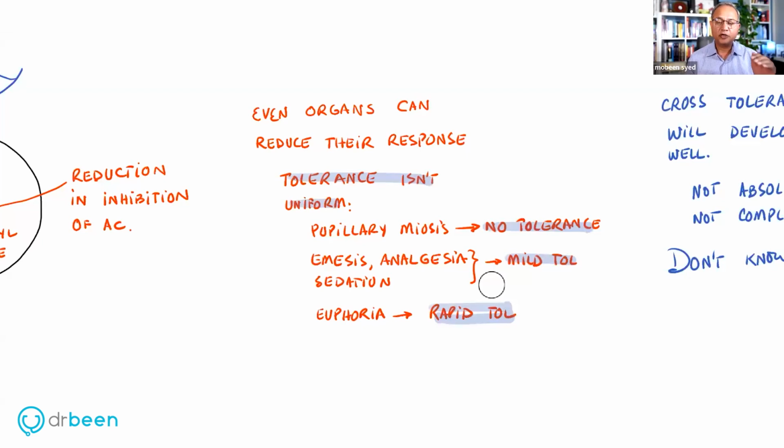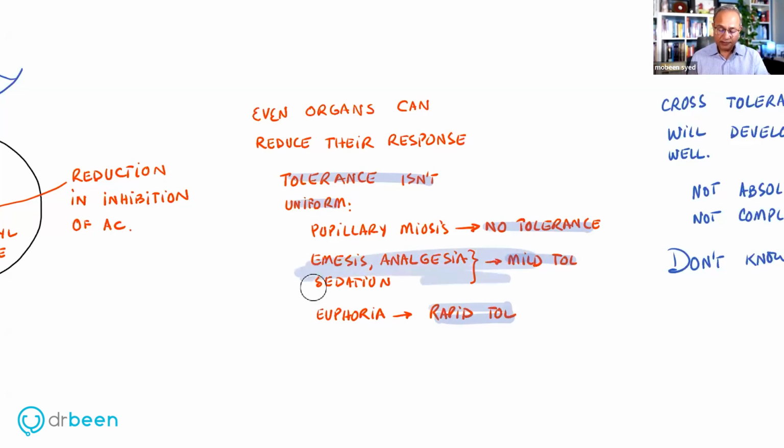That means the emesis would reduce over time as opioid is used. The sedation produced by opioids will reduce as the same dosage is used. To produce the same level of sedation, more dosage will be needed. This is tolerance we're talking about. Analgesia, the pain killing or pain gating, will reduce with the same dosage, and either the dosage would have to be increased with the frequency, or if you don't increase the dosage, analgesia will reduce. So this is the example of mild tolerance.